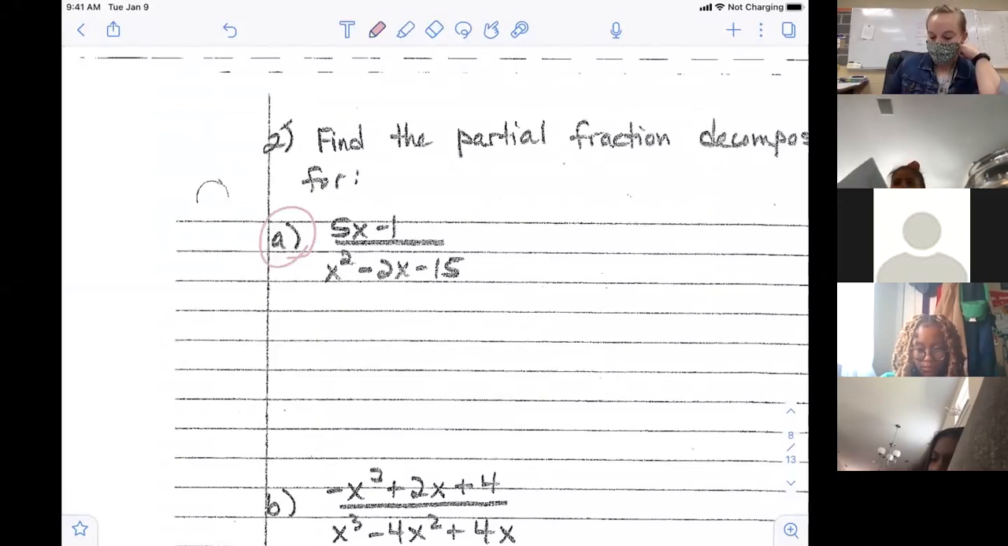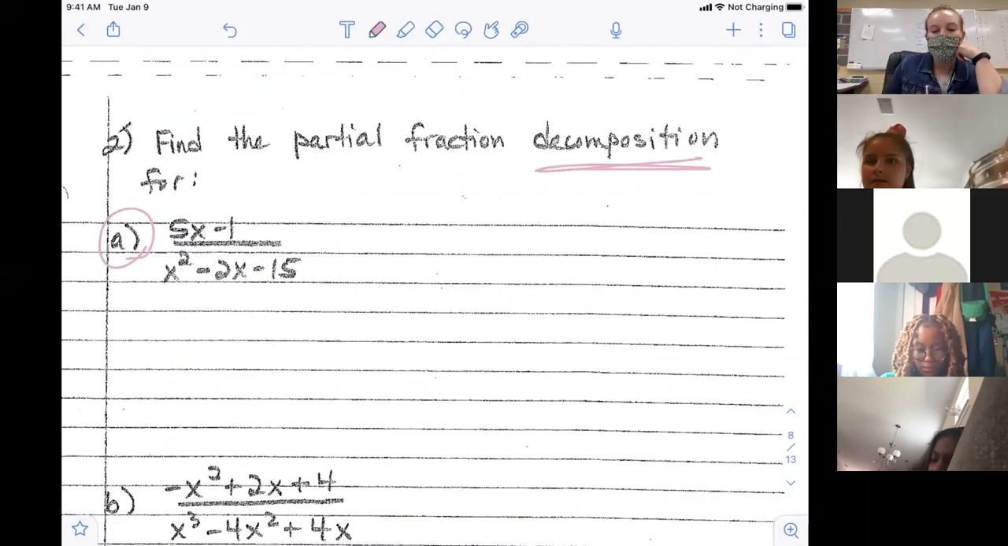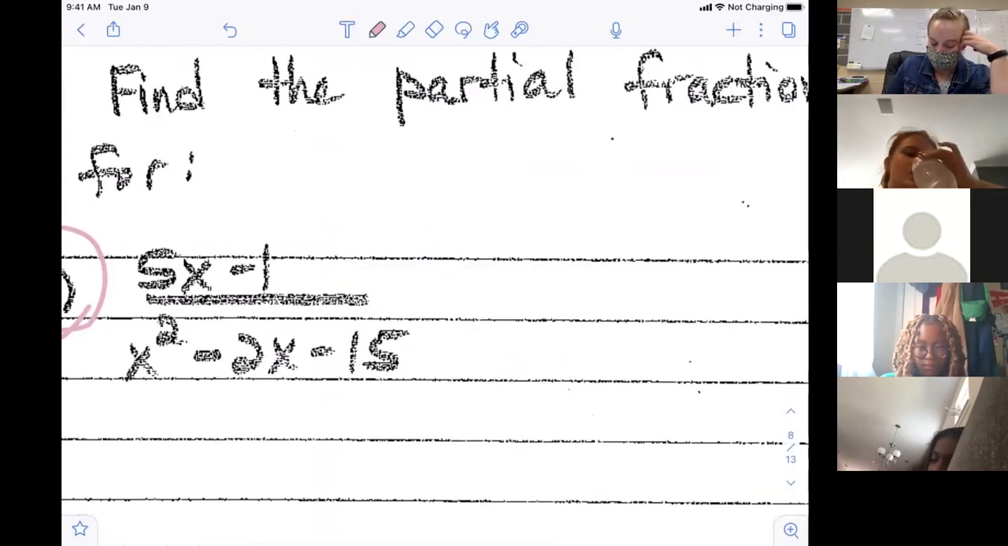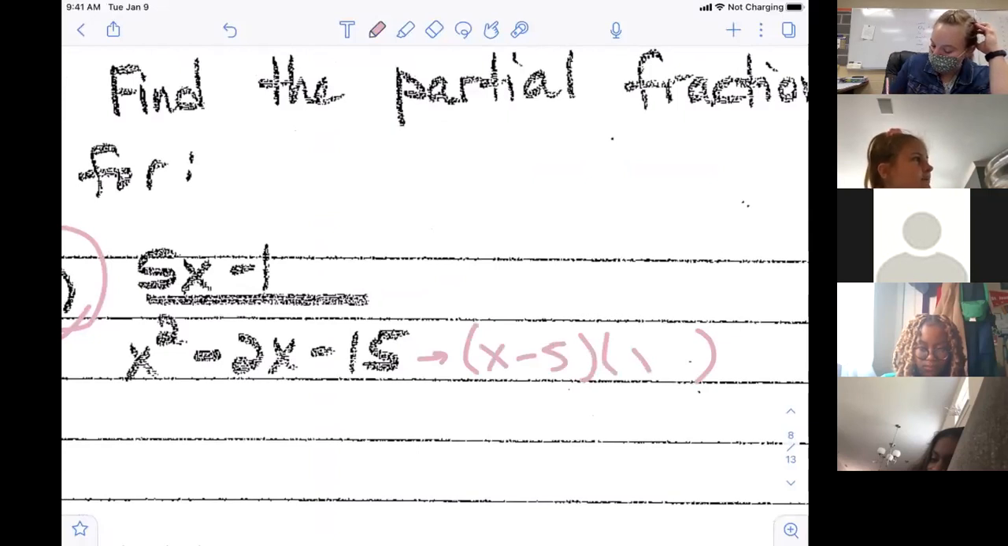So when we are doing problems that say partial fraction decomposition, we're breaking apart the fraction in order to solve. I start by factoring the bottom. So I've got the bottom x squared minus 2x minus 15. That multiplies to negative 15 and adds to negative 2, so it becomes x minus 5, x plus 3. The top stays the same, 5x minus 1, that's good.